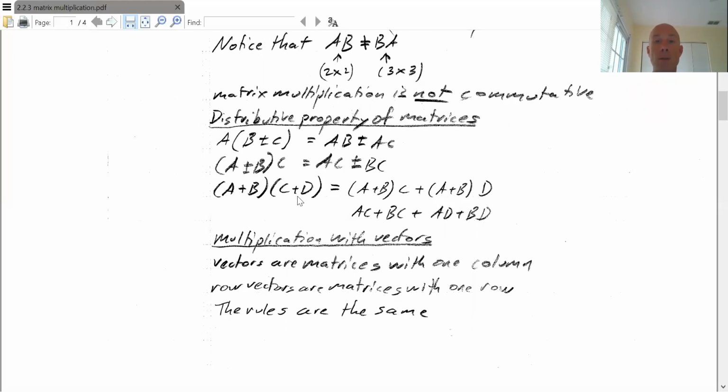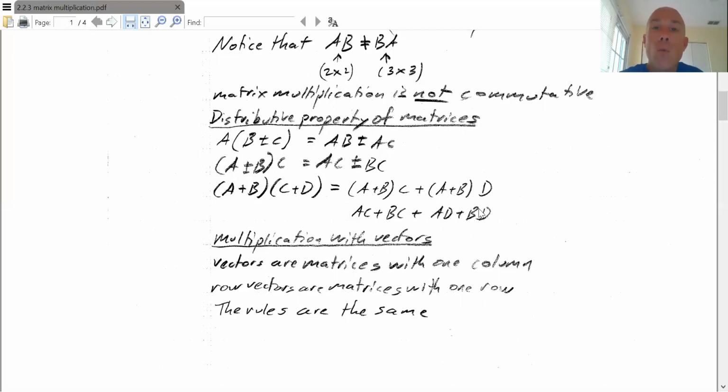If I have A plus B times C plus D, once again I can go through and distribute the A plus B parenthesis, boom, I distribute, and then I distribute the C and the D, and we get this formula.